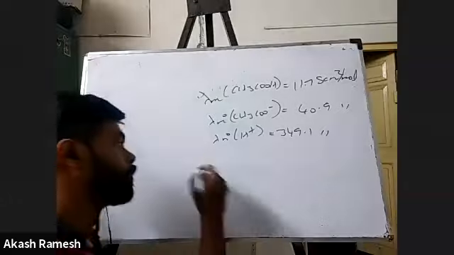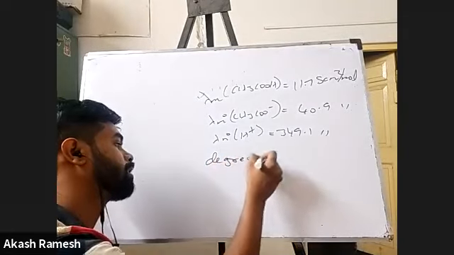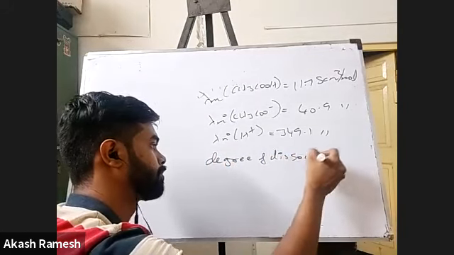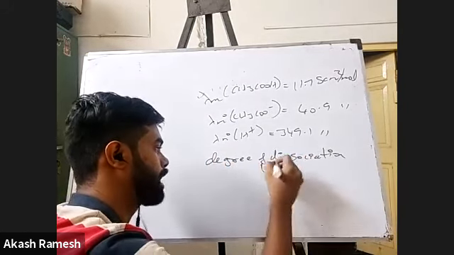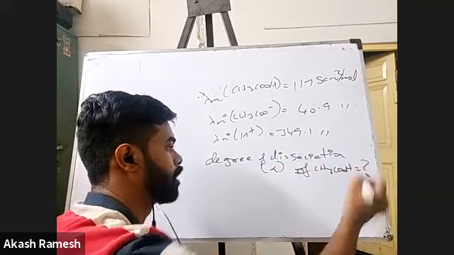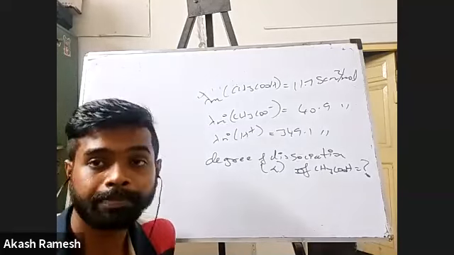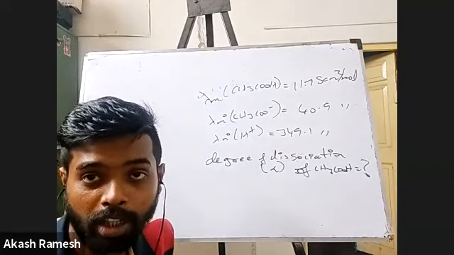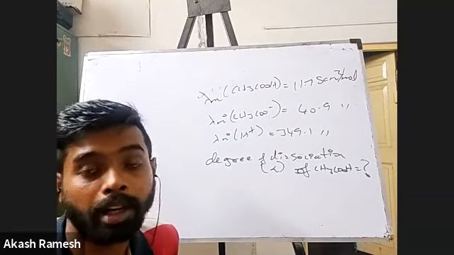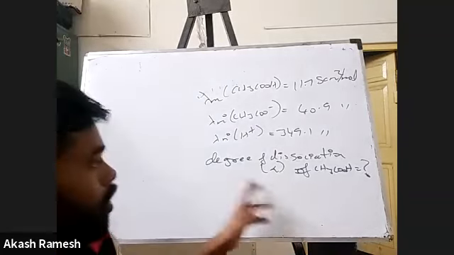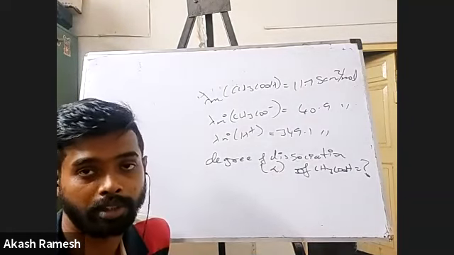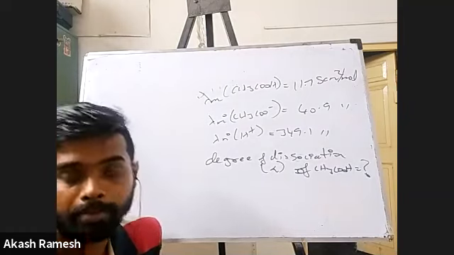So what I need to know is the degree of dissociation, which we know is alpha, of CH3COOH. Lambda M value is given, lambda M naught of CH3COO minus and lambda M naught of H plus are given. All they want to know is the degree of dissociation alpha of CH3COOH. How will you do the problem? Tell me.